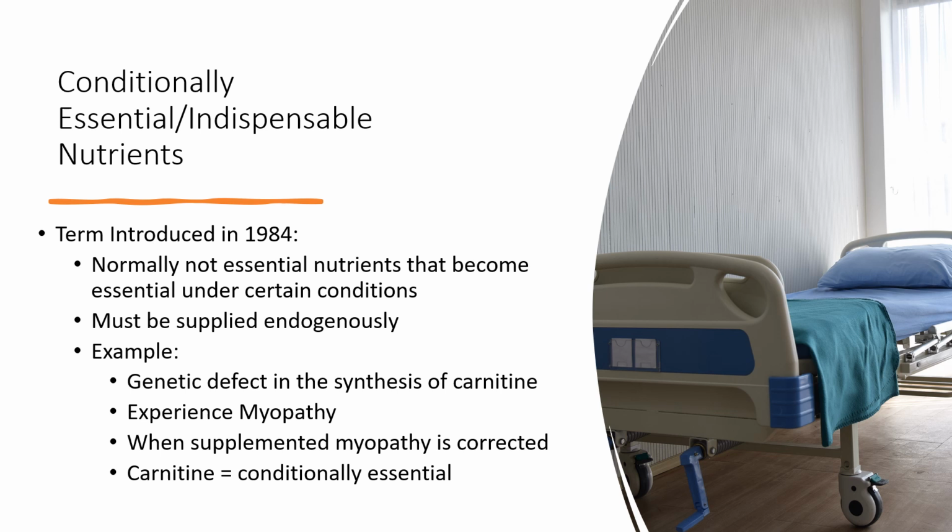of carnitine. Now, carnitine is a nutrient that supports the transportation of FFAs, which are our free fatty acids, into the mitochondria of the cell to be oxidized into energy. So when we don't have that, individuals with this defect actually experience myopathy, which is a loss of muscle mass. And then when they're supplemented with the carnitine, the myopathy is corrected. Therefore, in this situation, carnitine is going to be a conditionally essential nutrient. So it would move from being, say, a non-essential nutrient to an essential nutrient.